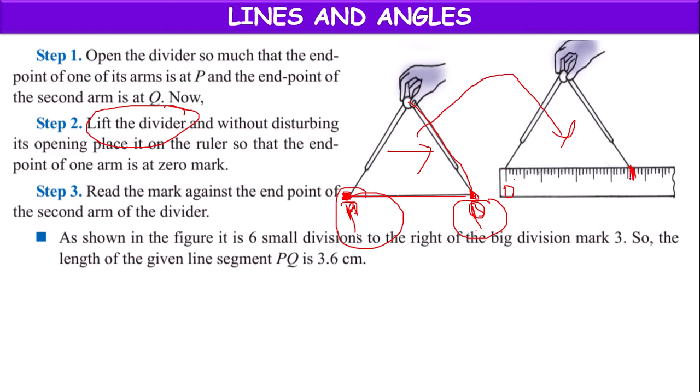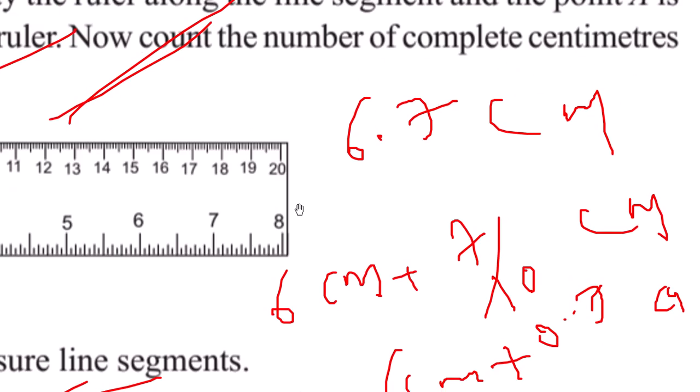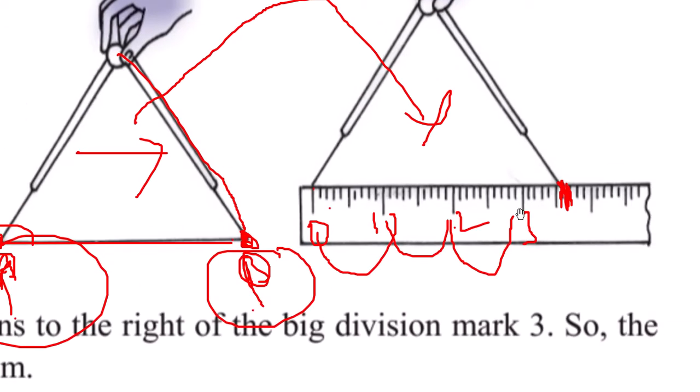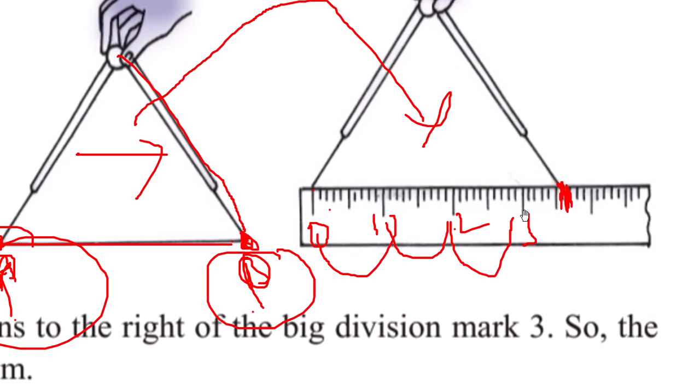Some other point on the scale that we have to count from here: 0 to 1, 1 centimeter; 1 to 2, 2 centimeter; 2 to 3, 3 centimeter; 3 complete centimeters. 3 complete centimeters are there. After 3 complete centimeters, now this point is coinciding with which part?